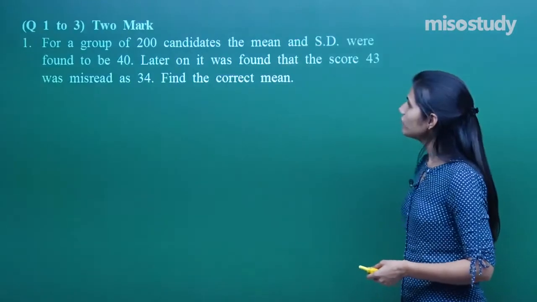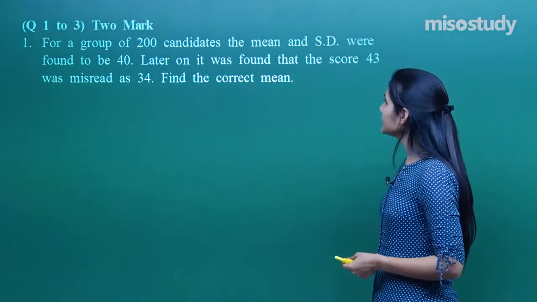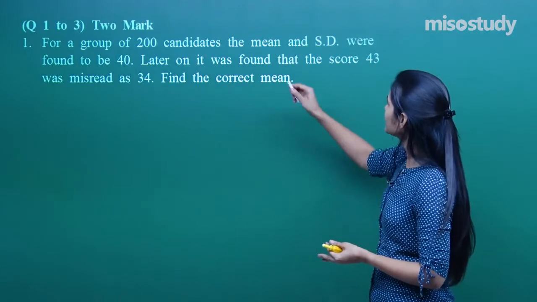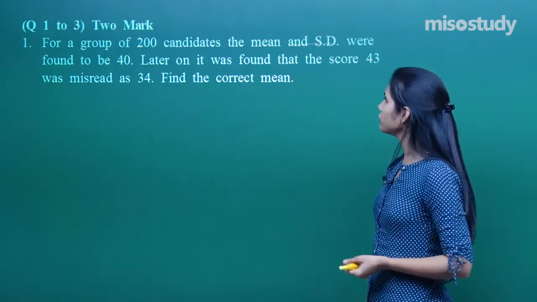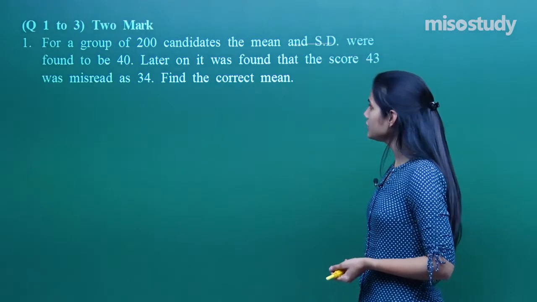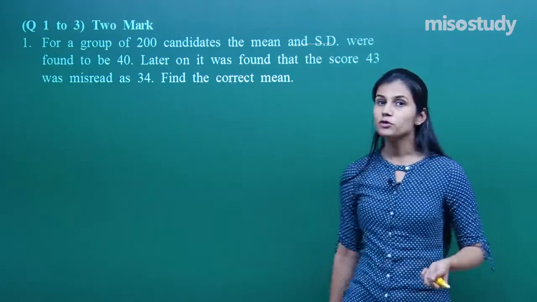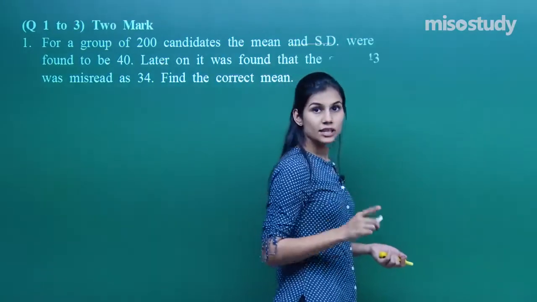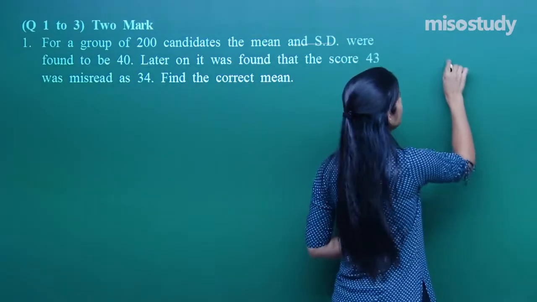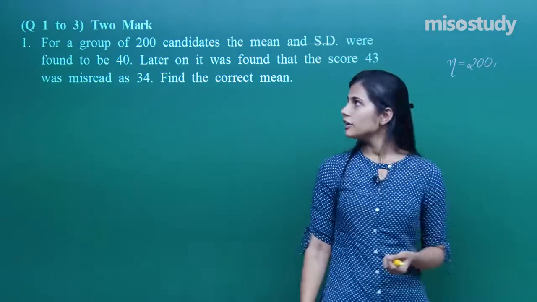First question for 2 marks says that for a group of 200 candidates, the mean and standard deviation were found to be 40. Basically, it's just the mean given, not the standard deviation. Later on, it was found that the score 43 was misread as 34. Find the correct mean. So, the group is of 200 candidates. That means the total number of observations given to you is 200. So, I will say N stands for total number of observations that is given to you as 200.